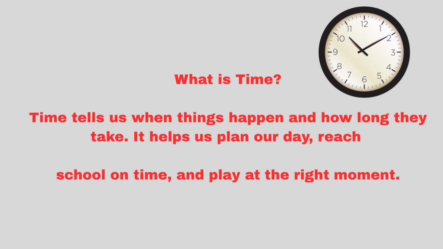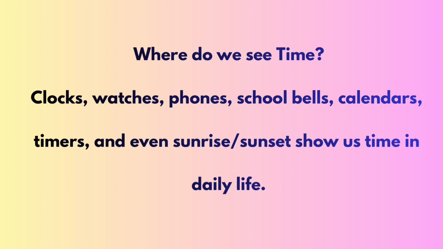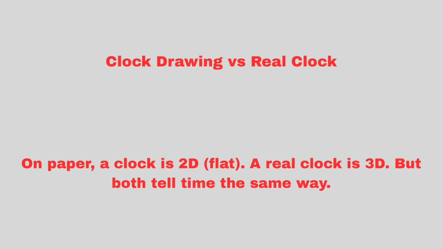Time tells us when things happen and how long they take. It helps us plan our day, reach school on time, and play at the right moment. Where do we see time? In clocks, in watches, and phones, in school bells, calendars, timers, and even sunrise or sunset show us time in daily life, right?